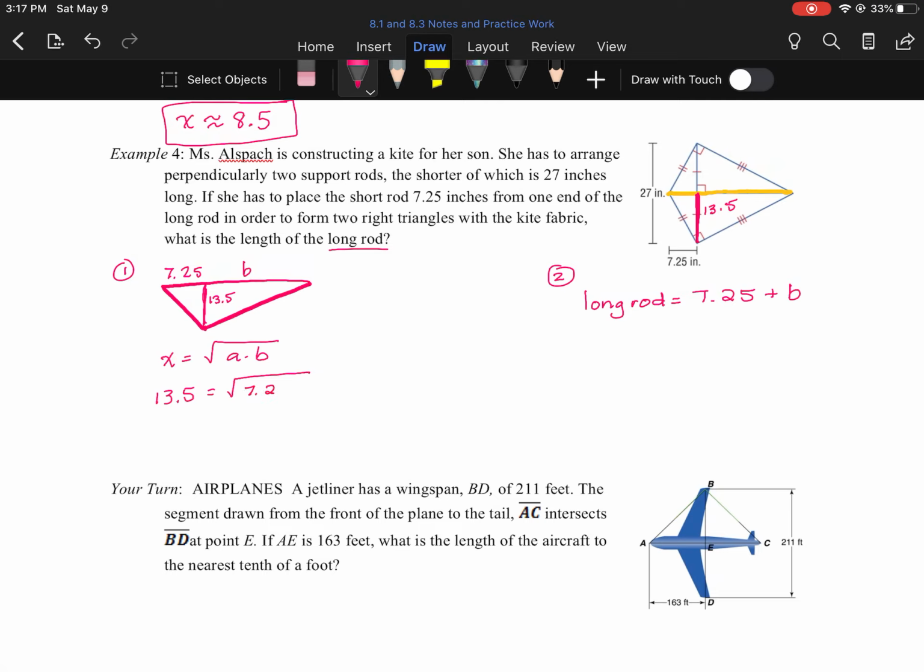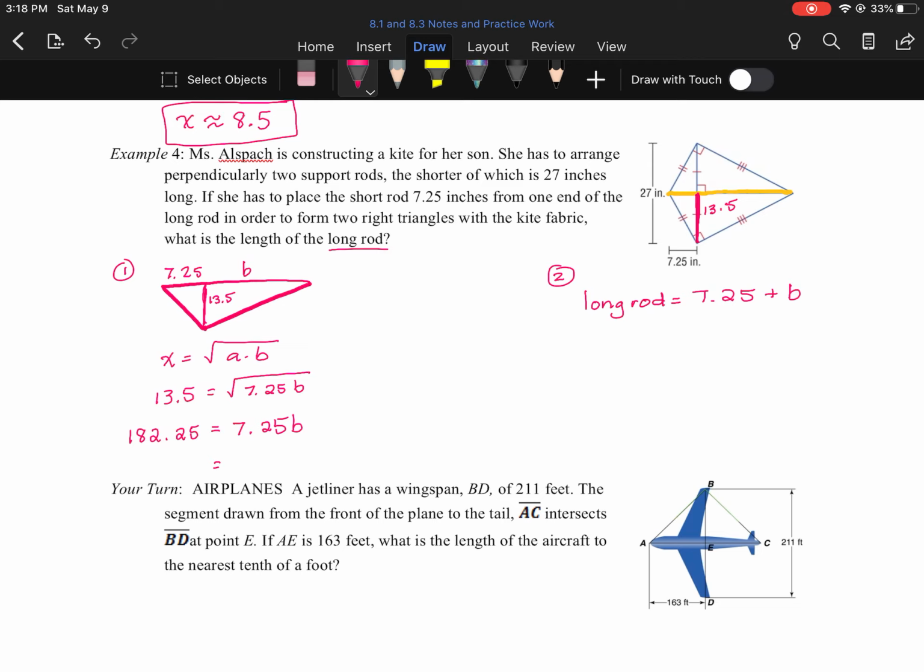A is 7.25, and B, I kept B. So now to solve this for B, we need to eliminate that square root symbol. In order to eliminate the square root symbol, we need to square both sides. So 13.5 squared is 182.25. And that is equal to 7.25b.